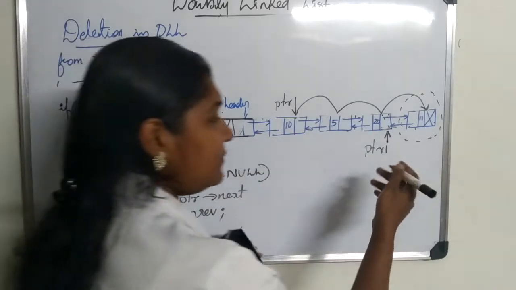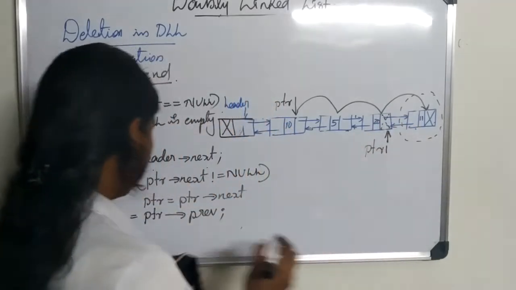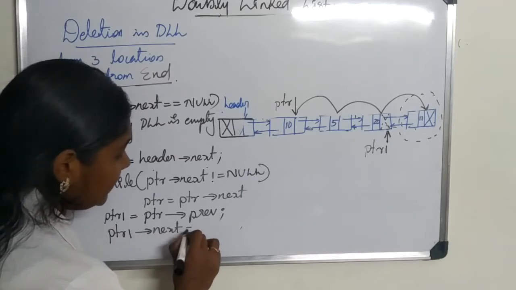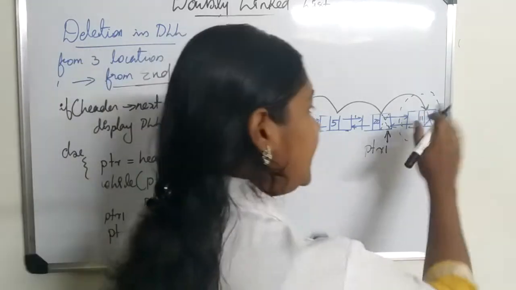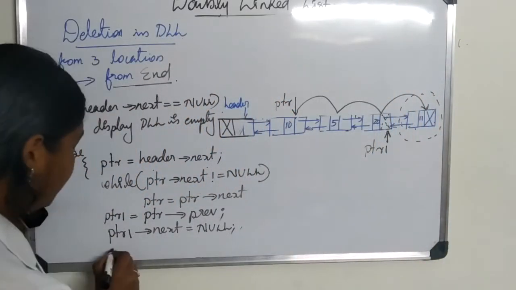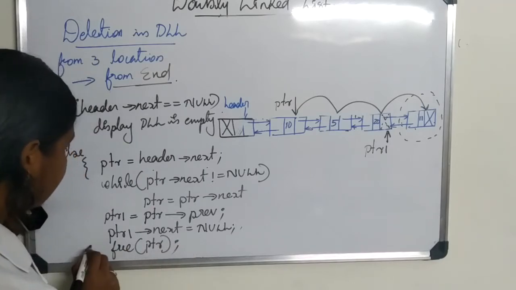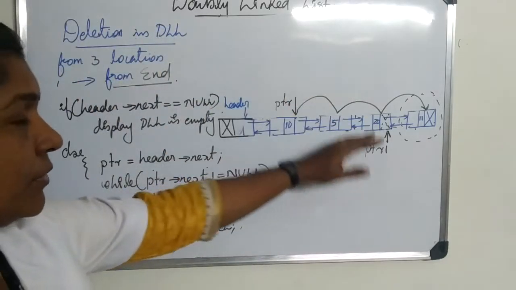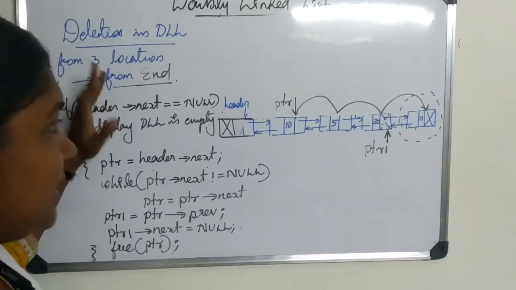Then what is the next thing we need to do? PTR1 dot next is equal to null, we need to reset, right? So PTR1 dot next is equal to null. Then what is the next step? Right now PTR is free from this list, so we can free up this memory area. So free of PTR. That's it. This is the case for deleting a node from the end of our linked list.